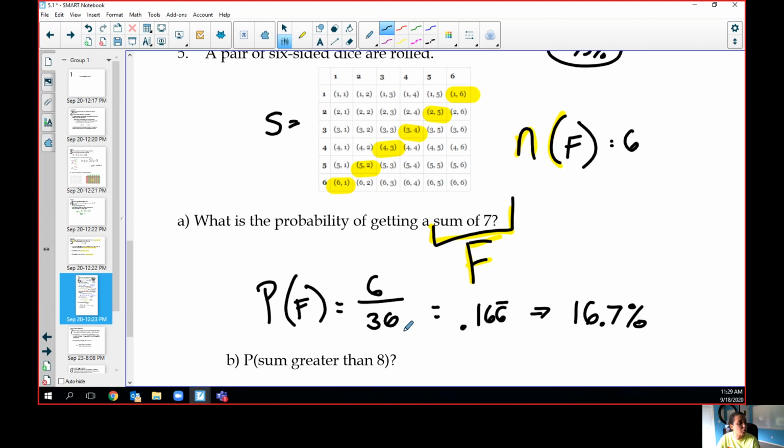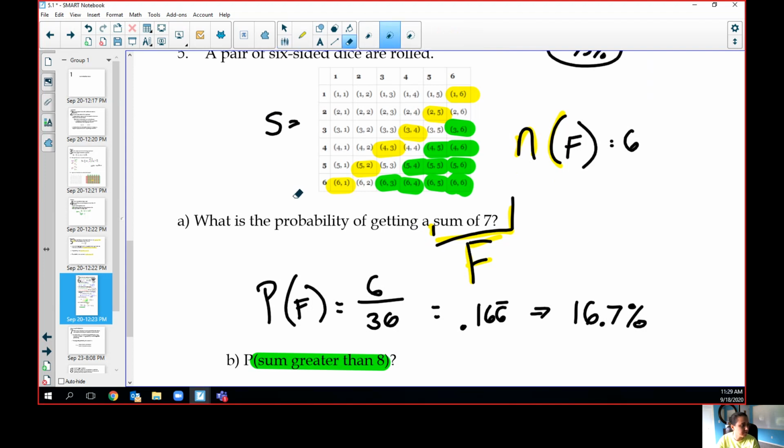Next, it wants a sum greater than 8. They want a sum greater than 8. So I'm going to look back up at our possibilities, and we want strictly greater than 8. So 9, 10, 11, or 12. Well, here are all of my 9s. We have my 10s. Here is what adds to 11, and here I add up to 12.